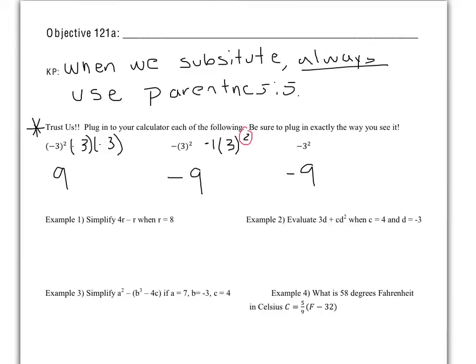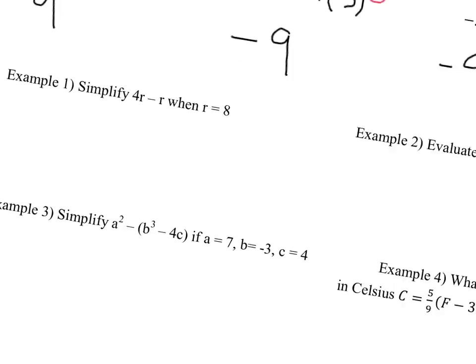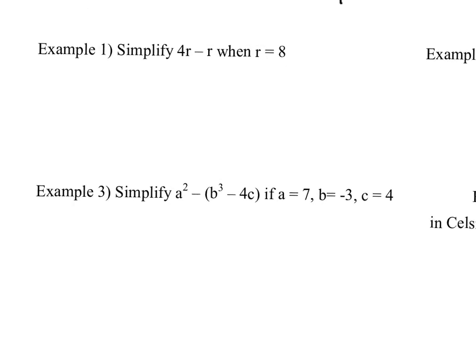On this last example, this one's a little bit harder to conceptualize, but again, we're going to do the exponent first, which is 9, and then apply our negative. So every time we are substituting, parentheses are extremely important. As you can see here, depending on where we put the parentheses, we get different answers every time. So let's go through a couple of examples. I'm going to zoom in on this first example.